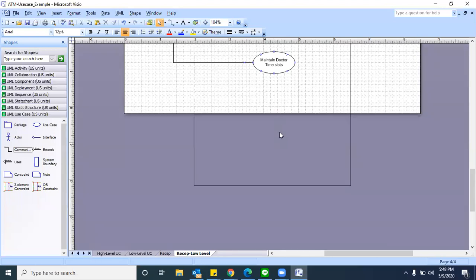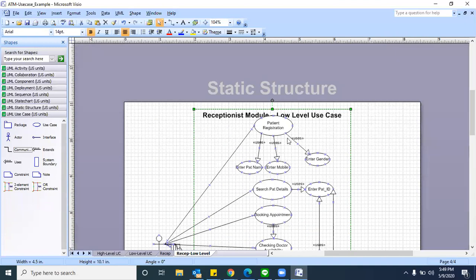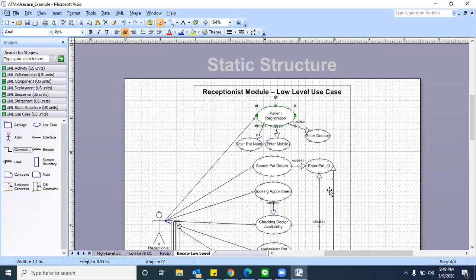It's like you don't know my waist size and you bought me a 40 centimeter size pant. How can I wear it? You should know about all your things, right or not? That is very important. This is a low level use case.